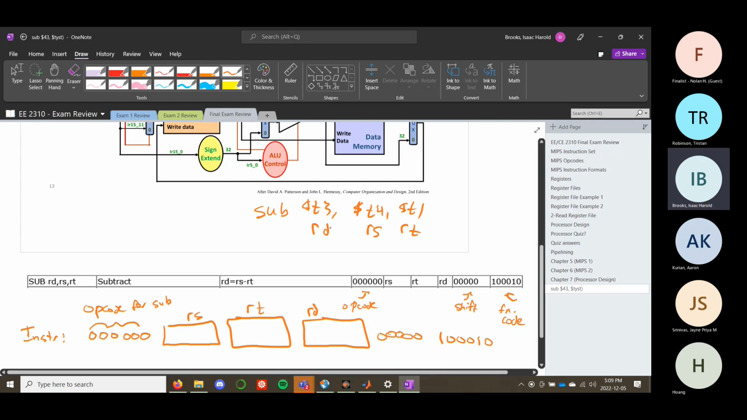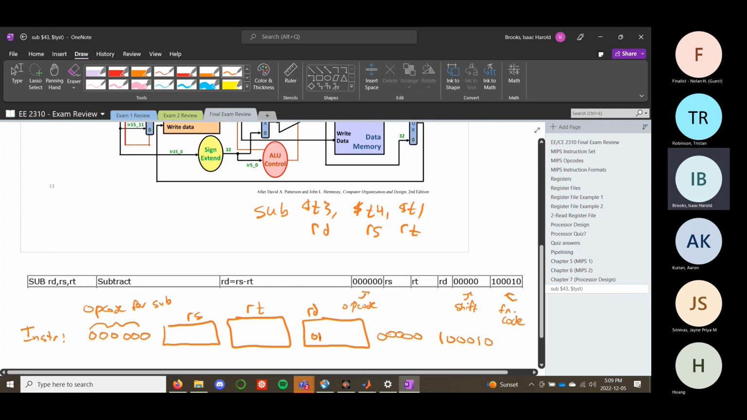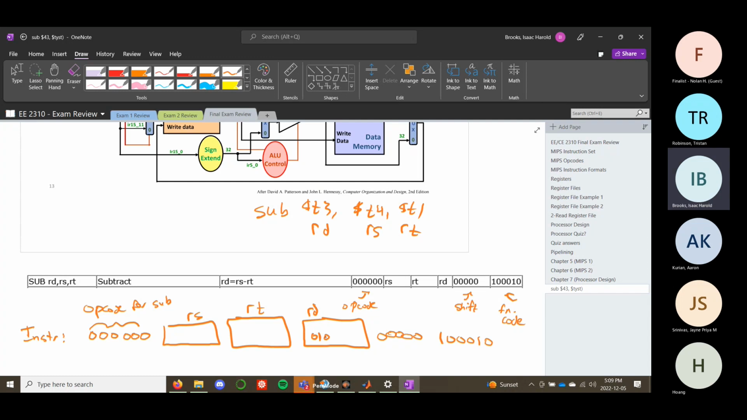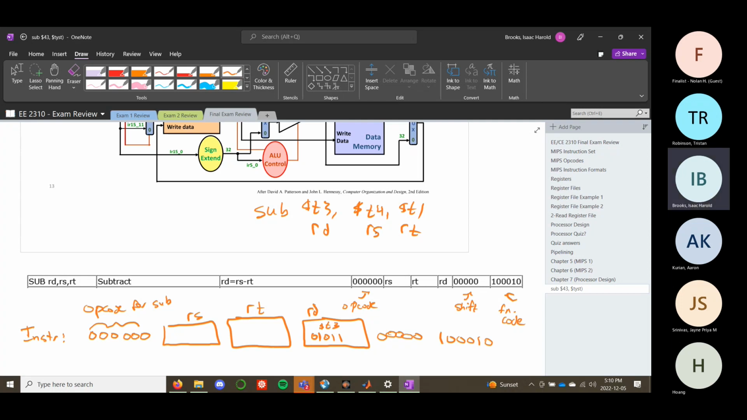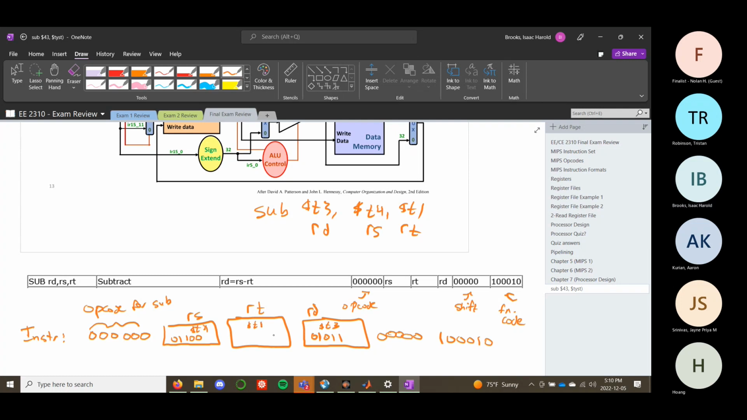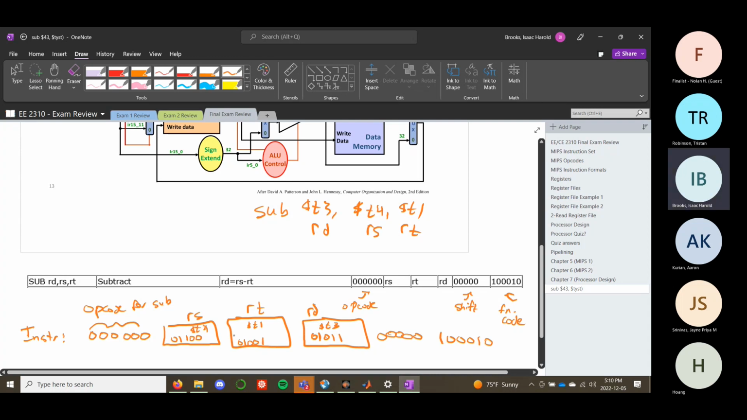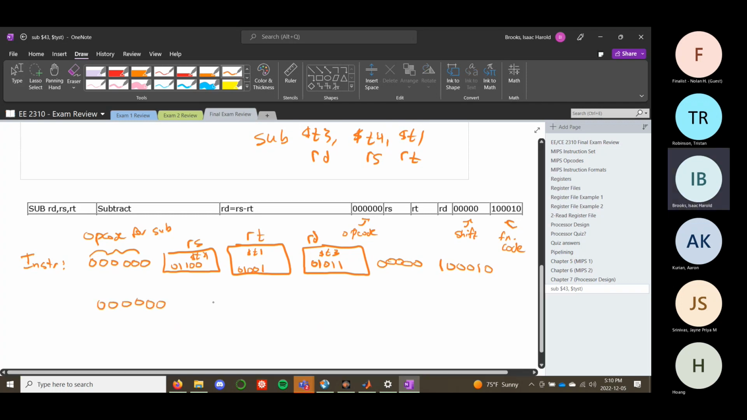Okay. So we've figured out RD is T3, RS is T4, and RT is T1. So RD goes here. T3 would be 01 and then a binary 3, which is 011. Okay, that's our RD. RS is T4, which is 01, and then a binary 4, which is 100. And RT is T1, which is 01, and then a binary 1, 01001. So we put it all together, 00000.